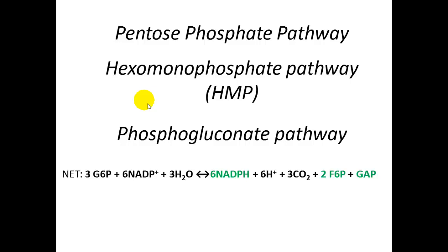For one, the products that we produce. Shown here is the net reaction of the pentose phosphate pathway. We take 3 glucose 6-phosphate molecules. That glucose 6-phosphate can come from glucose and the hexokinase reaction. From 3 glucose 6-phosphates, we get 6 NADPHs.